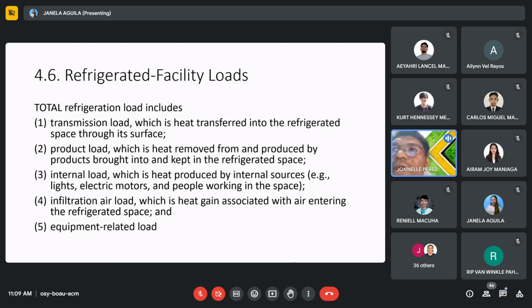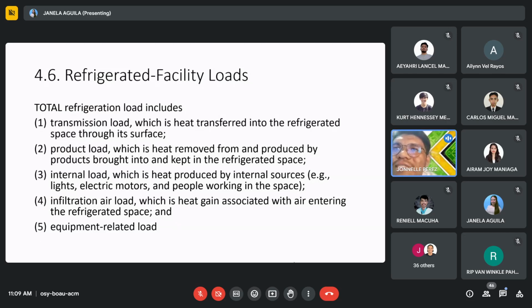Then next naman po ay ang refrigerated facility loads, which is ang kauna-unahan po natin pag-usapan ay ang transmission loads po, or yung heat po na makikita natin within the refrigerated space po, or yung heat na nagpo-flow sa surface po ng ating refrigerated space.